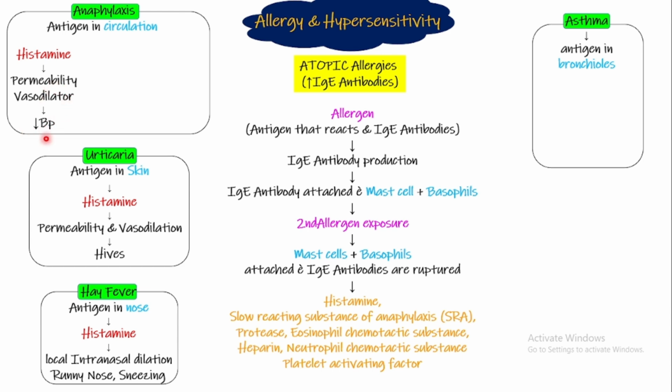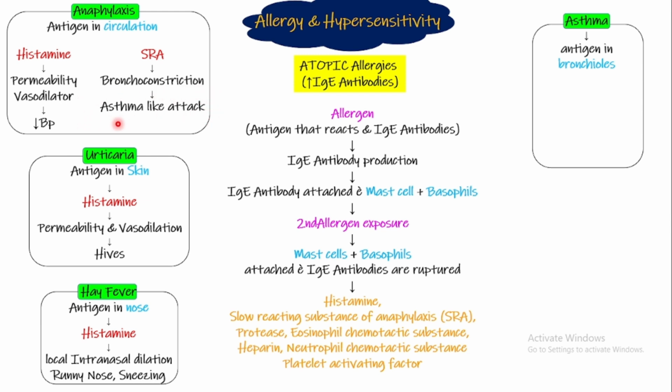Now, in anaphylaxis, other than the histamine, slow reacting substance of anaphylaxis, SRA, is also released. And the slow reacting substance of anaphylaxis basically causes bronchoconstriction, the constriction of the bronchioles in the lungs. And when there is constriction of bronchioles in the lungs, the person just cannot breathe. The person will have symptoms like asthma.